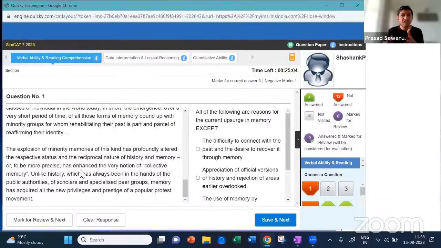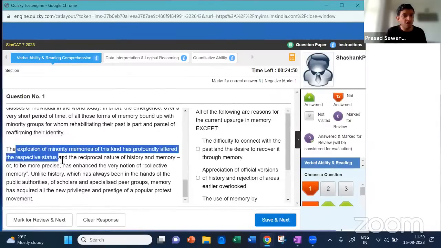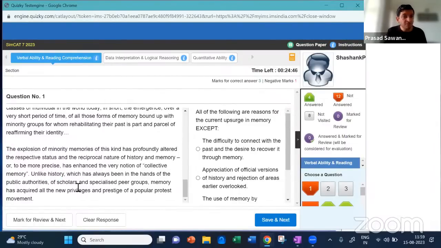Yes, so people who are in the minority will always want to look at the past and feel that okay, their legacy was there and they need to establish their legacy. They need to sort of get out of that minority that they find themselves in. The explosion of minority memories of this kind has profoundly altered their respective status and the reciprocal nature of history and memory, or to be more precise, has enhanced the very notion of collective memory.